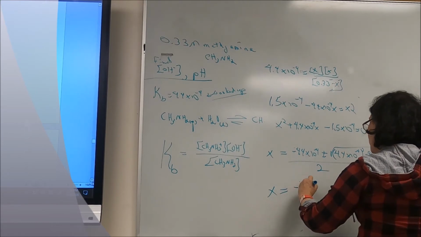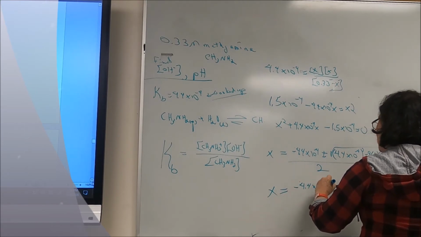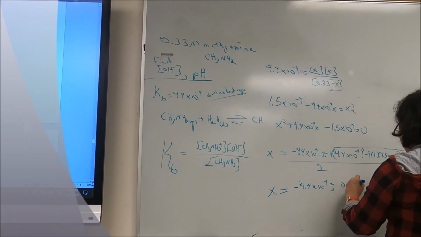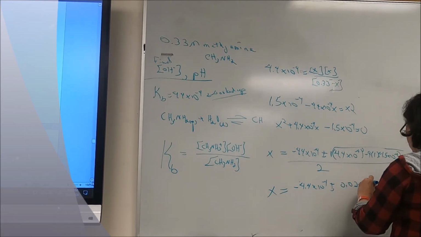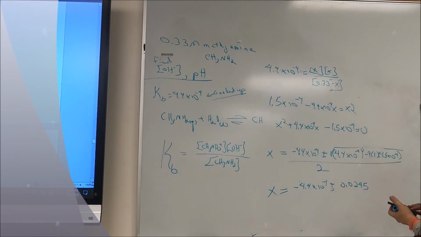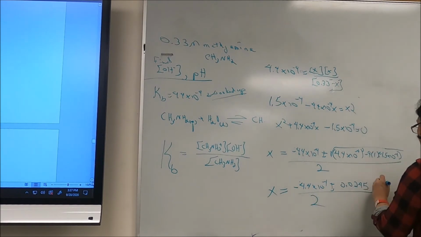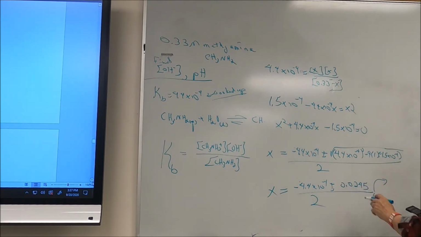So I have minus 4.4 times 10 to the minus 4 plus or minus 0.0245. I'm overkilling it on significant figures. Now I'm going to run the numbers one more time. Nope, that's it. All over 2. Now there's two possible solutions. One where I add and one where I subtract.